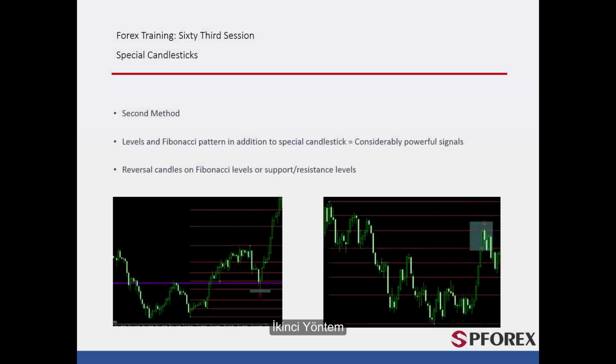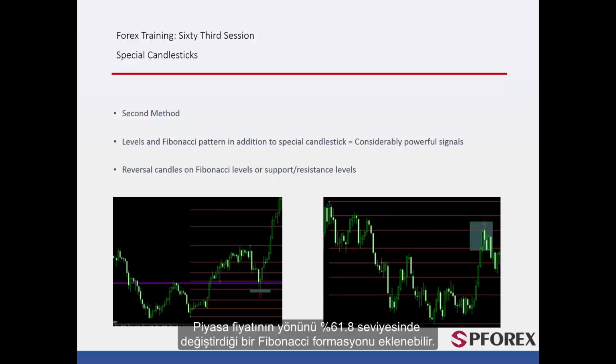Second method. A trader can detect buy or sell spots via levels. For example, on the left graph, a level can be drawn which has significant effects on market trend. A Fibonacci pattern can be inserted, and the market price reversed its direction on its level 61.8%. A bullish hammer has formed on this spot. So, three buy signals can be derived from these patterns.